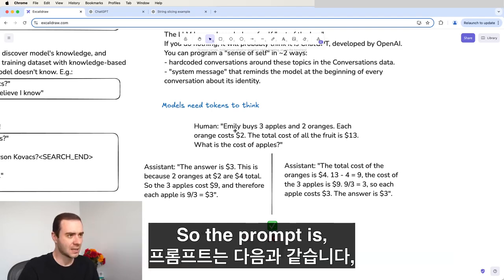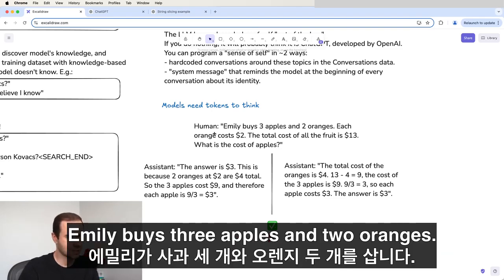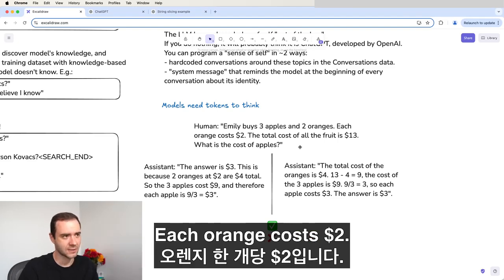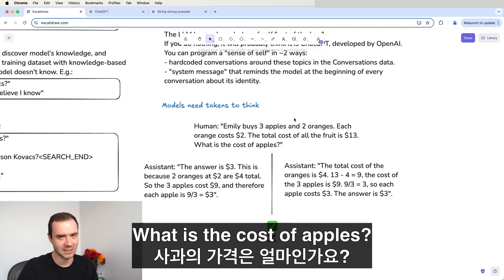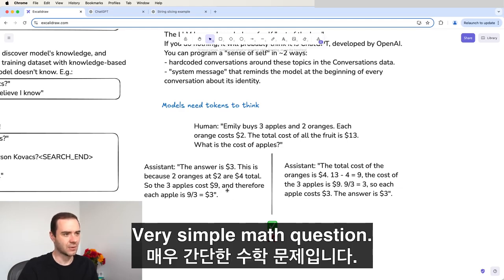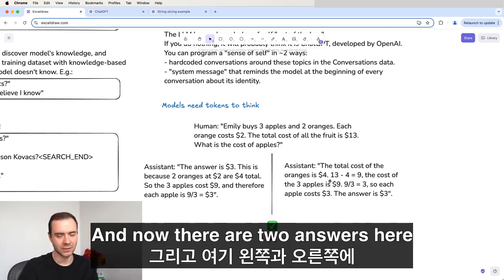So the prompt is, Emily buys 3 apples and 2 oranges. Each orange costs $2. The total cost is $13. What is the cost of apples? Very simple math question. Now, there are 2 answers here on the left and on the right.